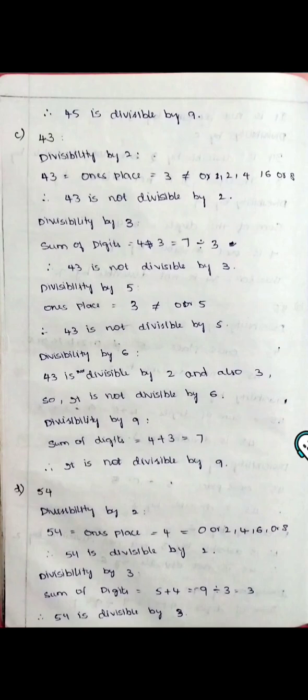The next one is 54. If we check the ones place digit, it is 4. So it is falling under the condition 0, 2, 4, 6 or 8. So 54 is divisible by 2. Divisibility by 3. If we add the digits, we get 9, which is divisible by 3.